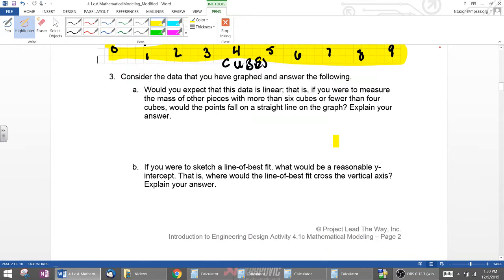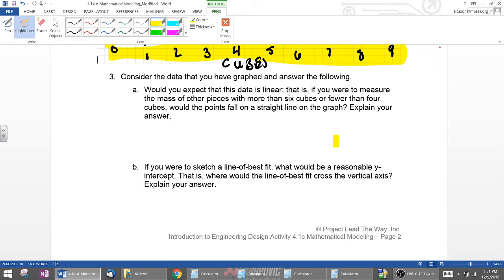The first question is, do you expect this data to be linear? What they're asking is, if I added more cubes, would it weigh more, and would that weight go up in a relationship that is linear, or if I took cubes away? You can reason through that, but the natural response would be yes. If I took away cubes and had a 4-cube piece, it would weigh less than a 5-cube piece. That weight difference would be 1 cube.